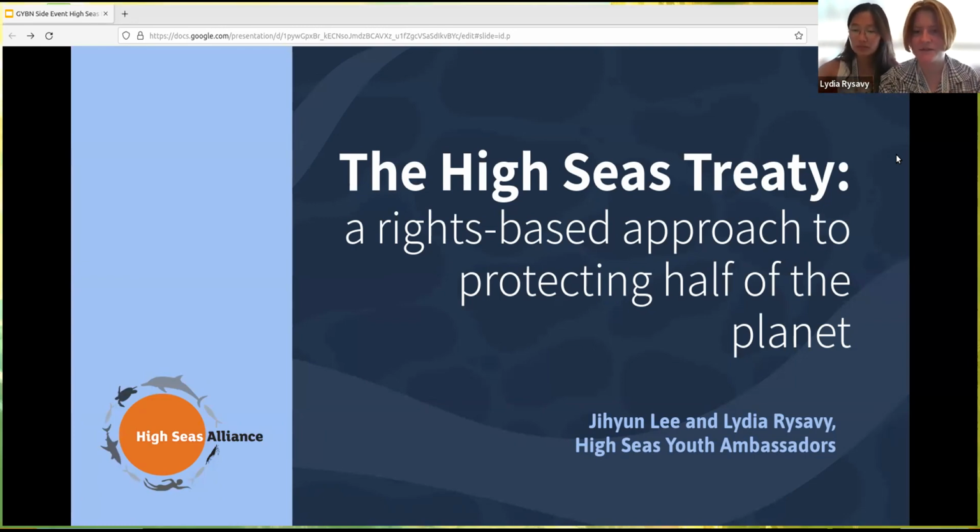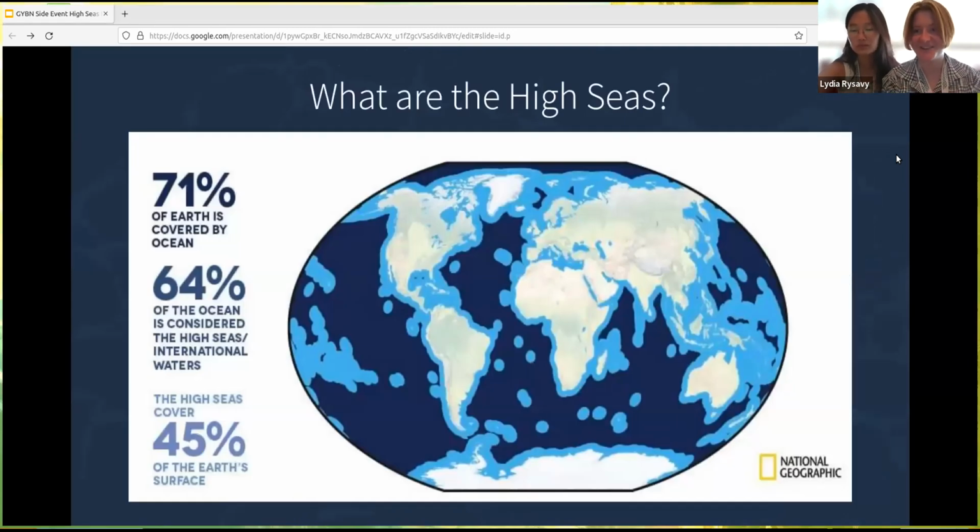But to begin, I would like to start and define what the high seas are. So each country that has a coastline has something called the exclusive economic zone, which stretches 200 nautical miles out from the coast. And beyond that, we have waters that aren't really within any individual country's jurisdiction. So that is what we call areas beyond national jurisdiction, or ABNJ, and also called the high seas. And the high seas cover almost half of our planet's surface and more than 2/3 of the ocean. So it really is a vast area we're talking about.